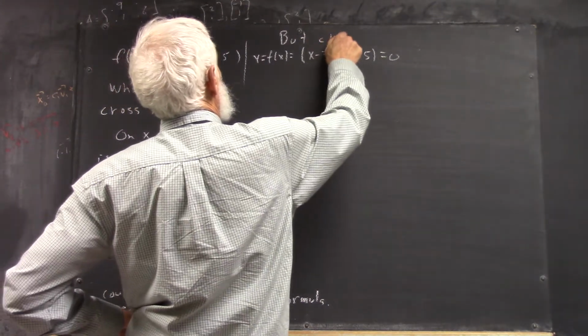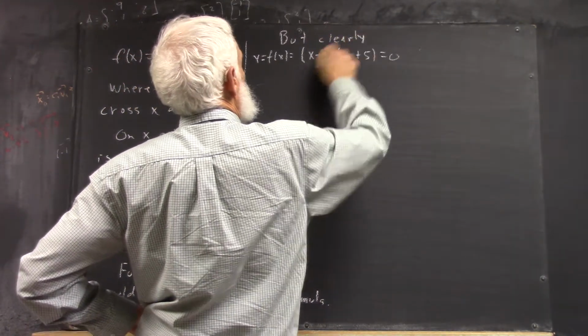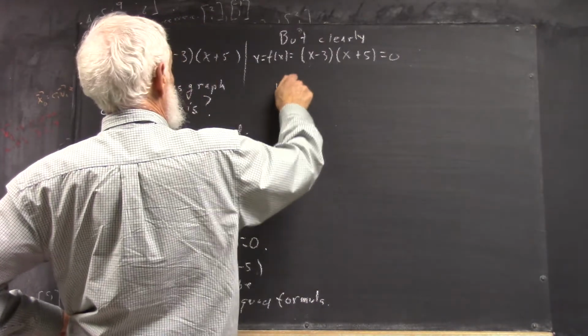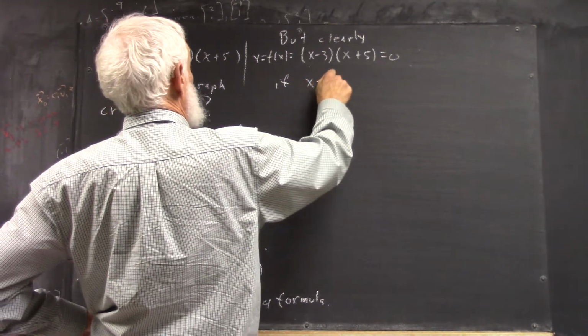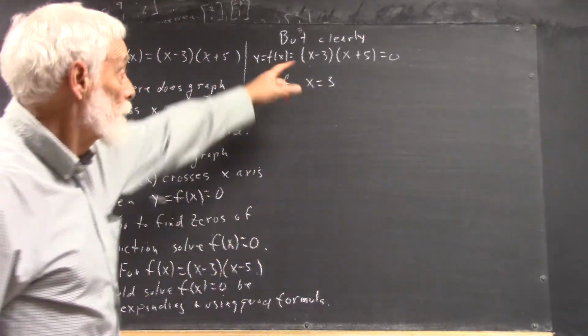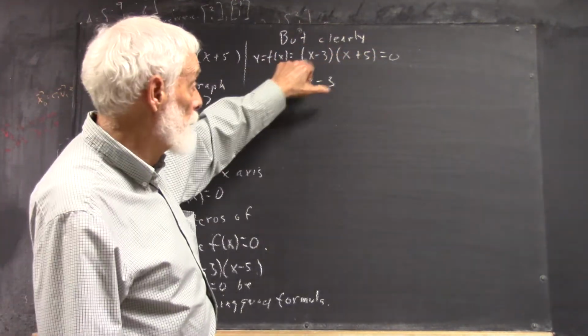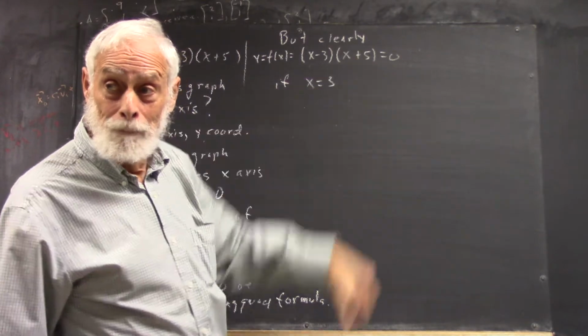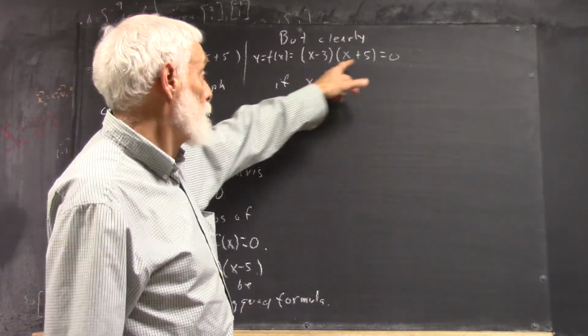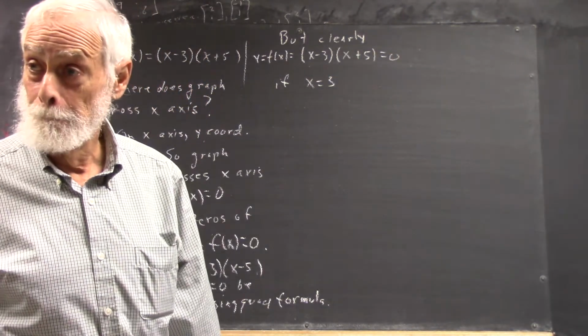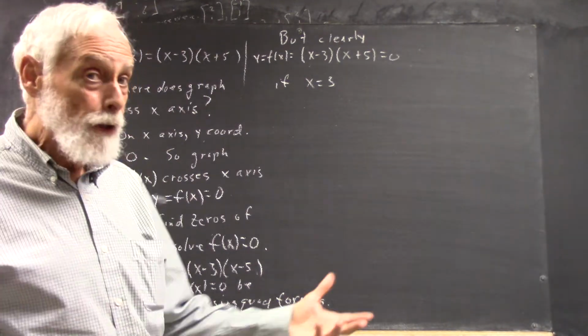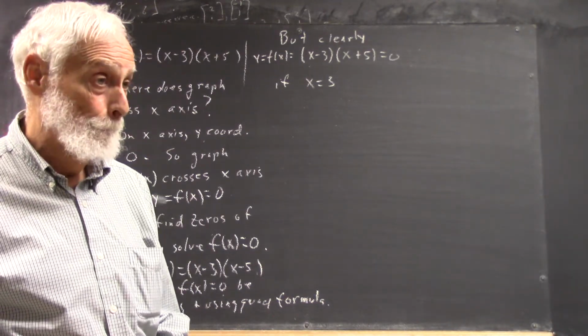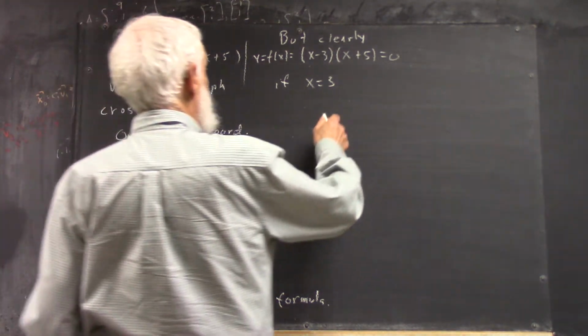But clearly, this is equal to 0 if x equals 3, since x minus 3 is 0, and multiplying 0 by whatever x plus 5 is will still give us 0, right? Or you just plug in 3, you get 0 times 8. Well, it's 0, right? Is there any other value of x that gives you 0? -5. Yeah.